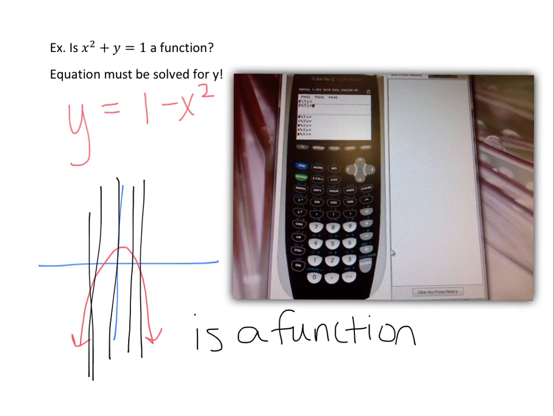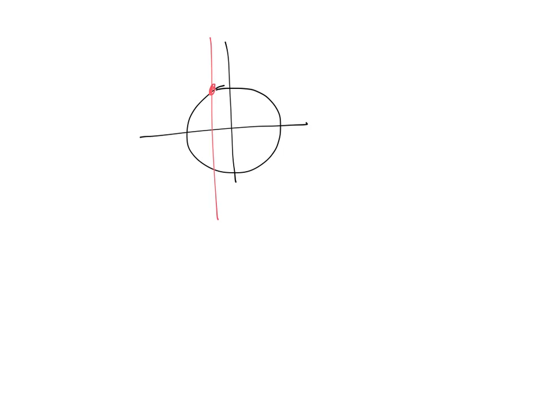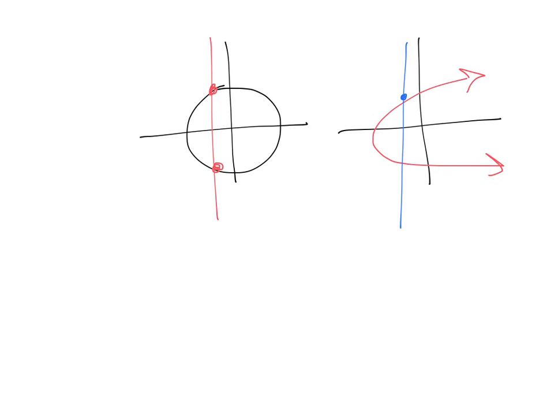An example of a graph that would not be a function would be a graph like a circle. Okay, a circle, I'm going to draw a vertical line through, and it's definitely going to hit twice. Or a sideways parabola. If I draw a vertical line through there, I'm definitely going to cross twice. So these are examples of non-functions.